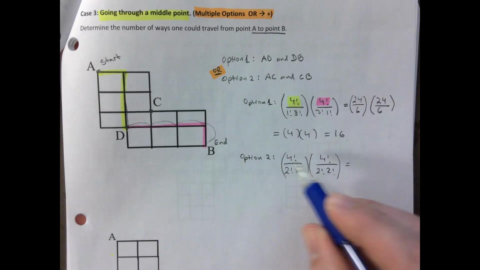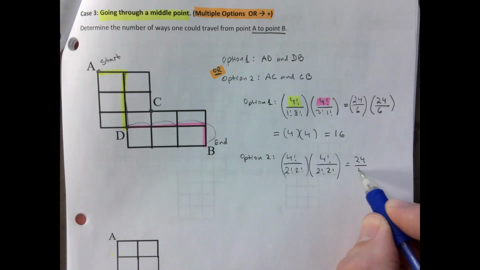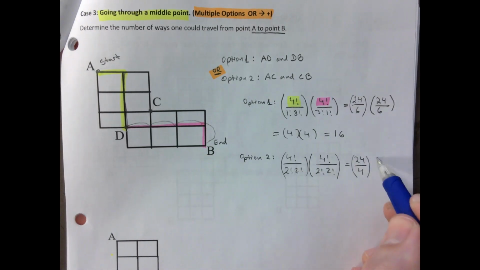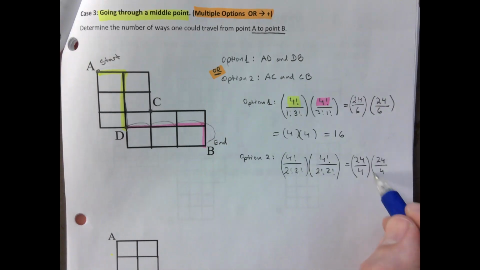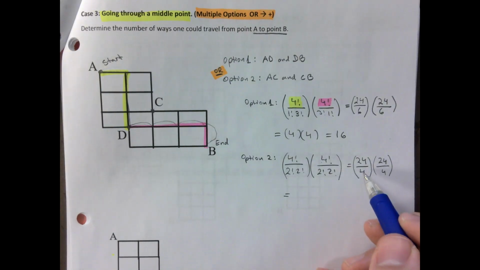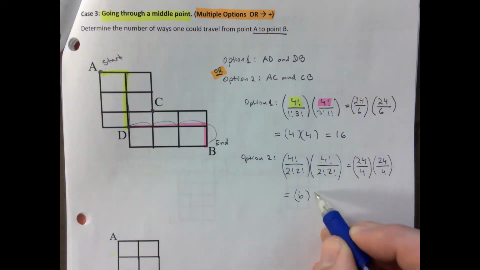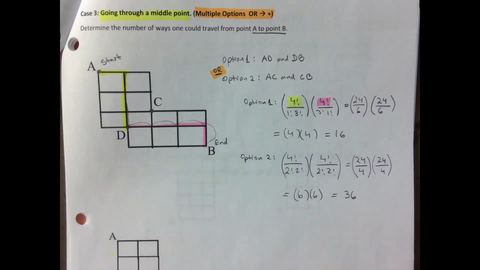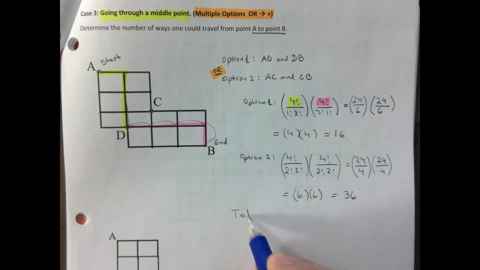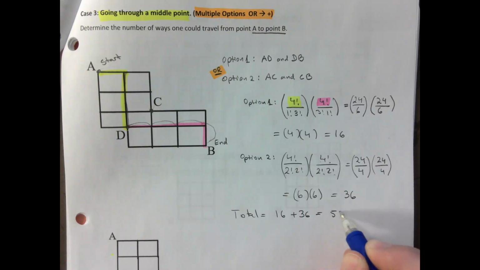All right, clean this up. This is 24. 2 times 2, that's just 4. And then the same thing here, 24 and 4. Clean that up even more. This would be 6. And this is 6 as well. 6 times 6 is 36. And now the total is simply taking the 16 and the 36, and you've got 52 ways.